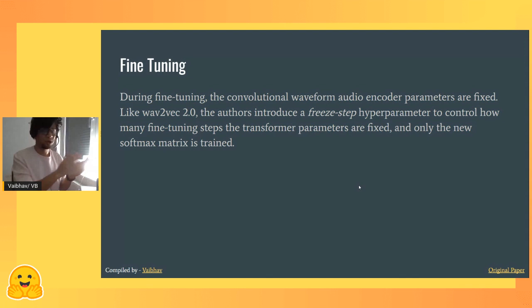So this could be one epoch, however many steps you have for one epoch, and so forth. They didn't have any specific reasoning or any specific table about what the number should be here, and then you essentially train the softmax matrix with CTC loss for ASR, like any other downstream tasks that you may have.